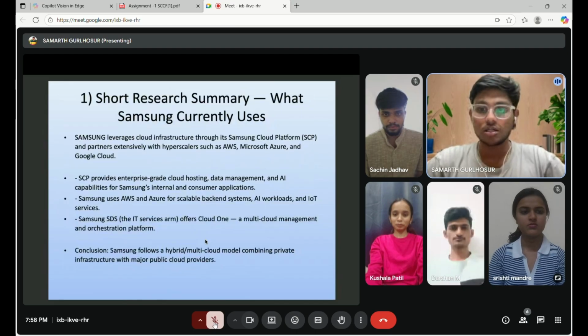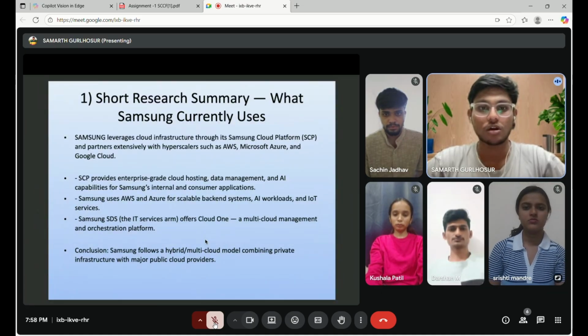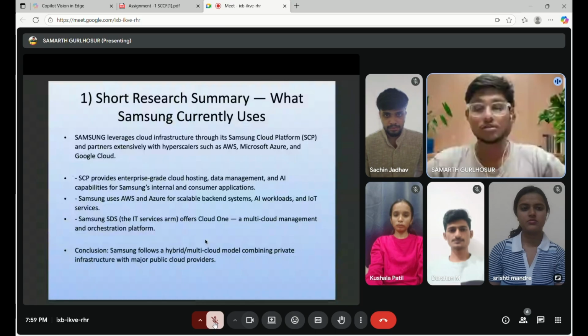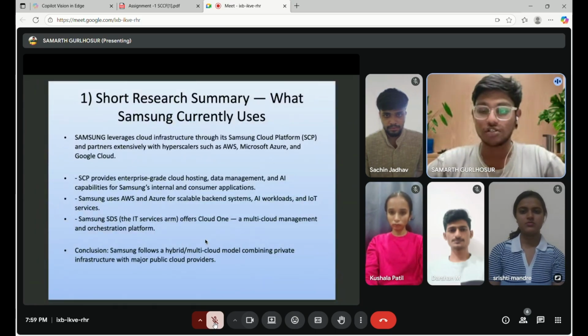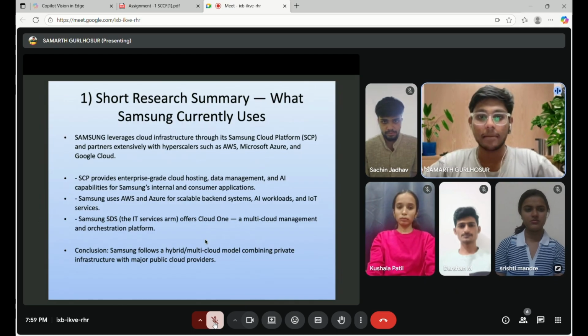So this is a short summary of what exactly Samsung uses for cloud services. Samsung leverages cloud infrastructure through its Samsung Cloud platform. It has its own cloud platform, SCP, and partners extensively with hyperscalers such as AWS, Google Cloud, and Microsoft Azure. SAP provides enterprise-grade cloud hosting, data management, and AI capabilities for Samsung's internal and consumer applications.